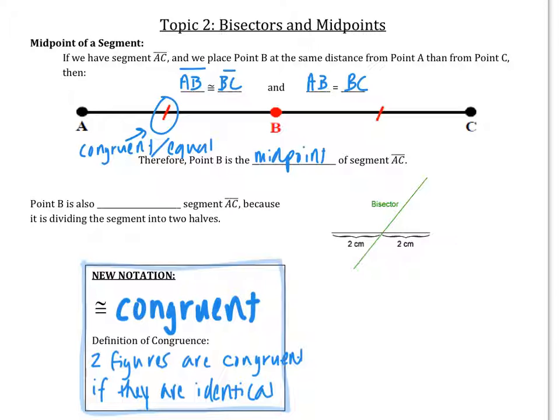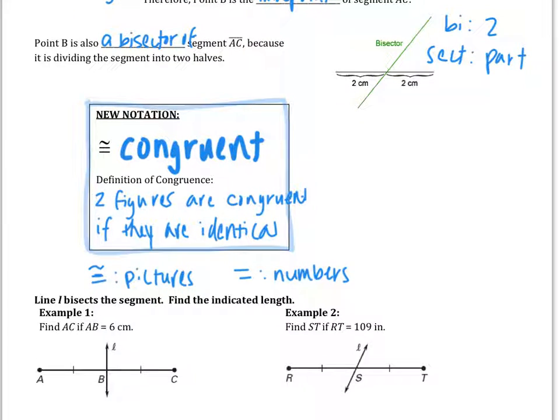All right, point B is also a bisector of segment AC because it is dividing the segment into two equal halves. So bisector, BI means two. Sect kind of means cut or break apart. So bisector breaks it into two equal parts. All right, then we already filled out that box.